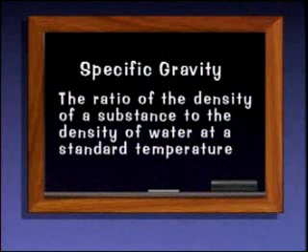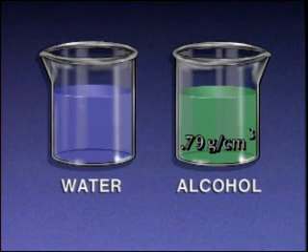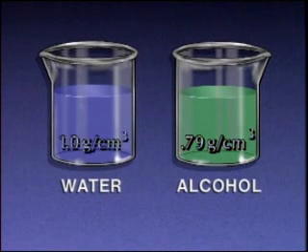Specific gravity tests are helpful for process systems in which the final product is a liquid. This is because the specific gravity of a liquid can indicate the relative amounts of materials in the liquid or the purity of the liquid. Specific gravity is the ratio of the density of a substance to the density of water at a standard temperature. For example, at a standard temperature, the density of this alcohol is 0.79 grams per cubic centimeter, and the density of water is 1 gram per cubic centimeter.